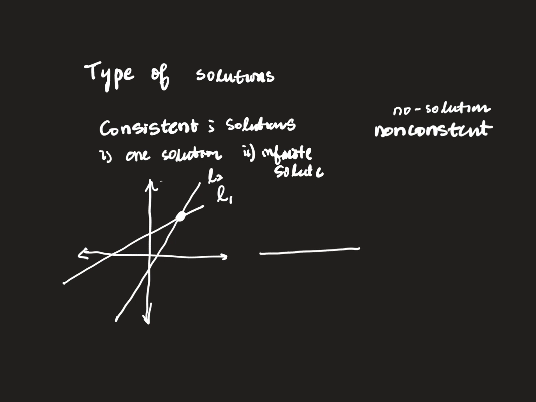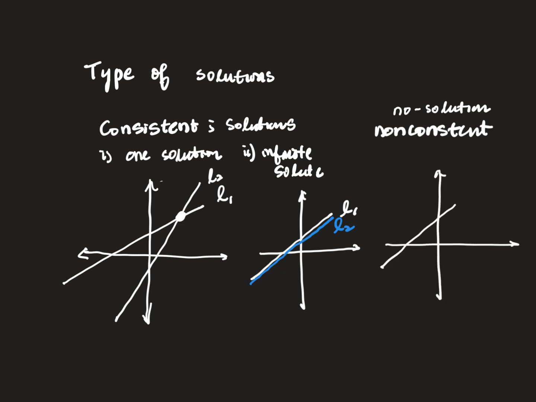Infinite solutions. Here is L1, but L1 and L2 are exactly the same. That's the infinitely many solutions case. The no solution case is going to be this case. This is L1, here is L2. So, guys, remember, a system of equations has three different types of solutions. One solution or infinitely many solutions, we call a consistent system. No solution, that's the non-consistent system.